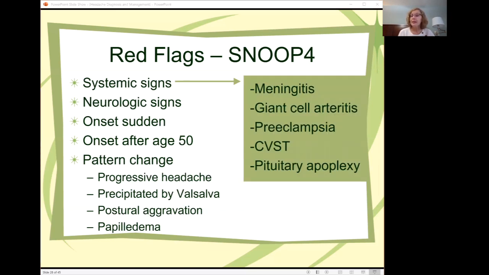Some red flags can lead to specific diagnoses. Systemic signs such as unexplained fever, chills, or weight loss are indicative of meningitis or giant cell arteritis. If they have the systemic sign of being pregnant, consider preeclampsia, cerebrovenous sinus thrombosis, or pituitary apoplexy.